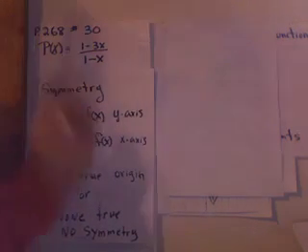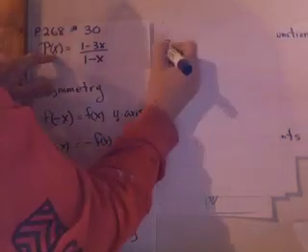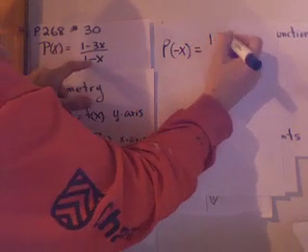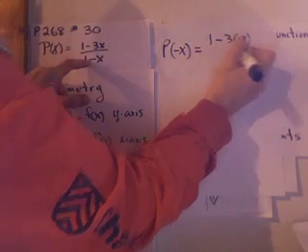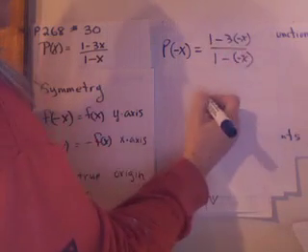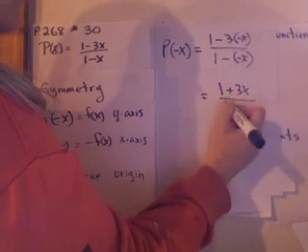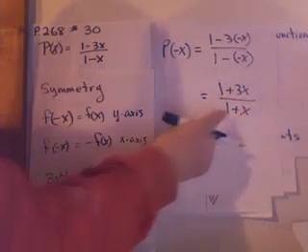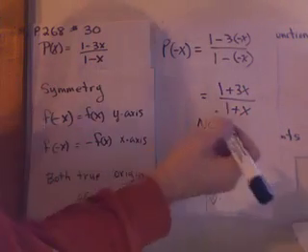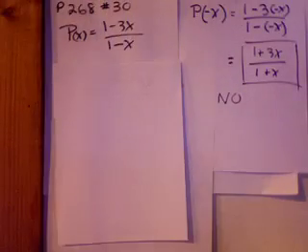So let's see what happens on this one. So let's find f of minus x. So in this equation, I'm going to do p of minus x and see what happens. So I have 1 minus 3 times minus x over 1 minus negative x. I simplify that. This becomes 1 plus 3x over 1 plus x. Did that come out to the original? No. So, okay, so there's no y-axis symmetry.